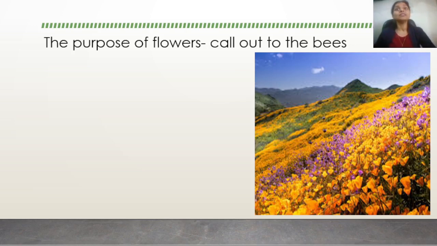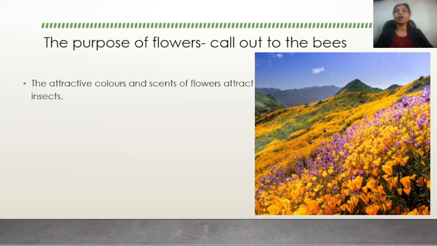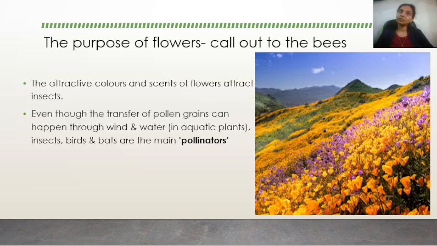in them, is to call out to insects, especially the bees, to please come and visit the flower so that the pollen grains can stick to the sticky hair of the insects and get transferred to the stigma of other flowers of the same kind that they might visit. So the attractive colors and scents of the flowers attract insects, and the transfer of pollen grains can happen through wind and water in aquatic plants.